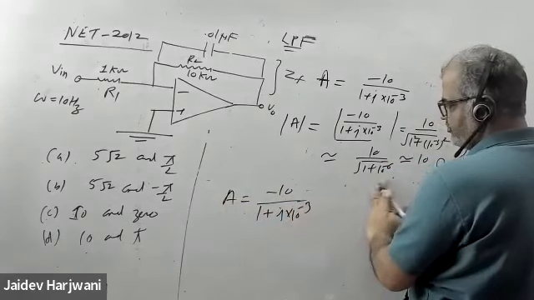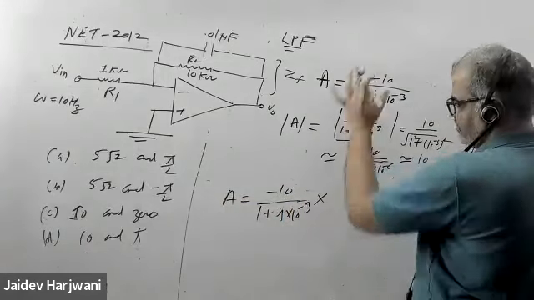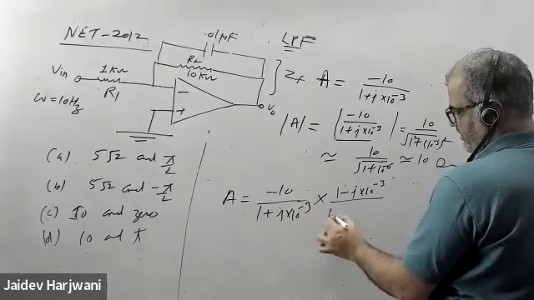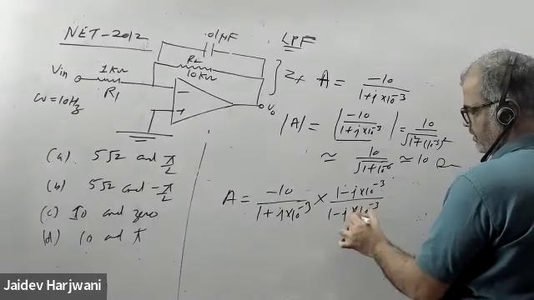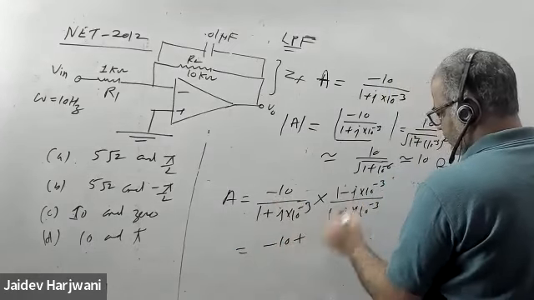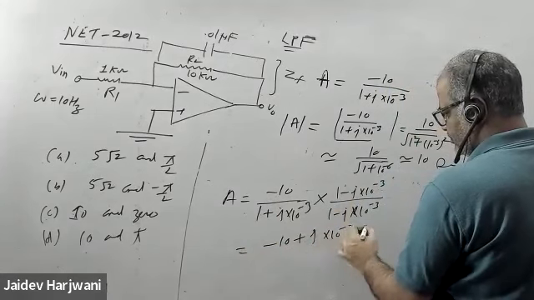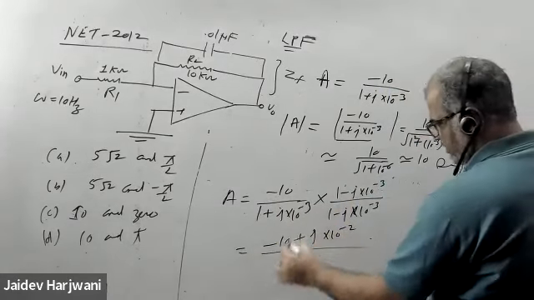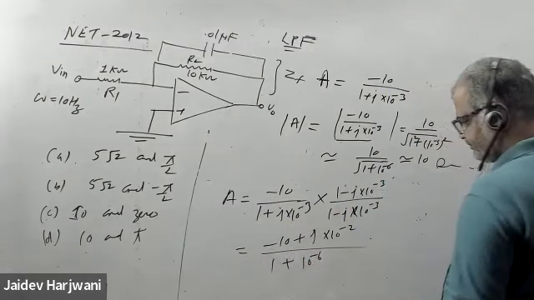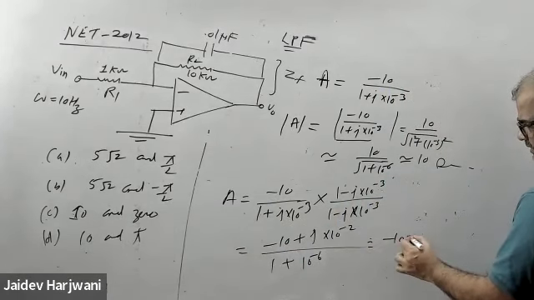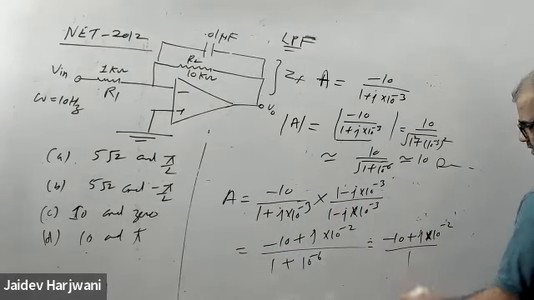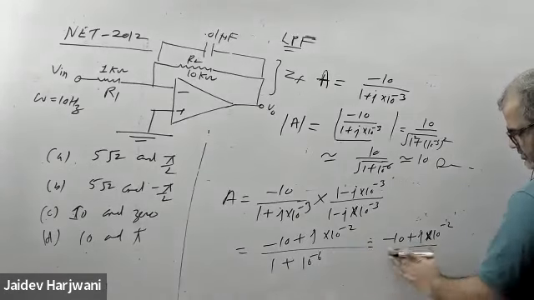One usual way is we write this as a complex number, so I multiply by 1 minus j into 10 raised to power minus 3. Solve this one. Minus 10 plus j 10 raised to power minus 2 upon 1 plus j square 10 raised to power minus 6. This will become minus 10 plus j 10 raised to power minus 2 upon 1, since the rest is almost negligible. So this is your number.